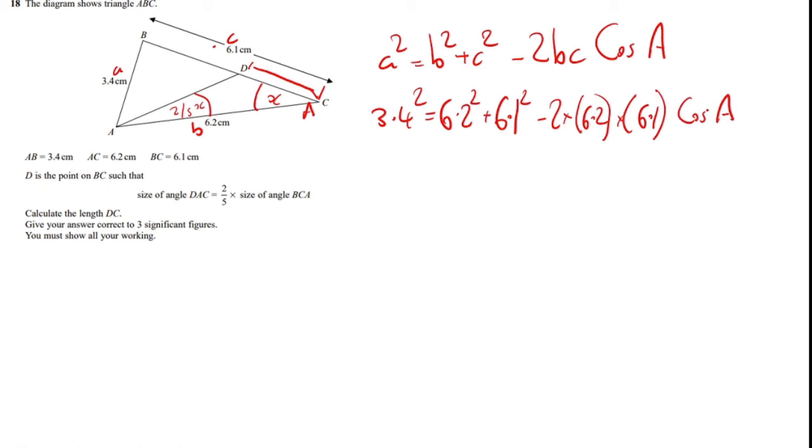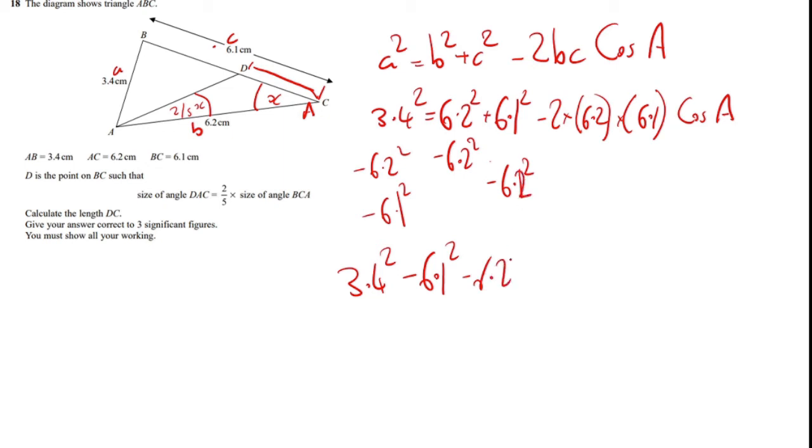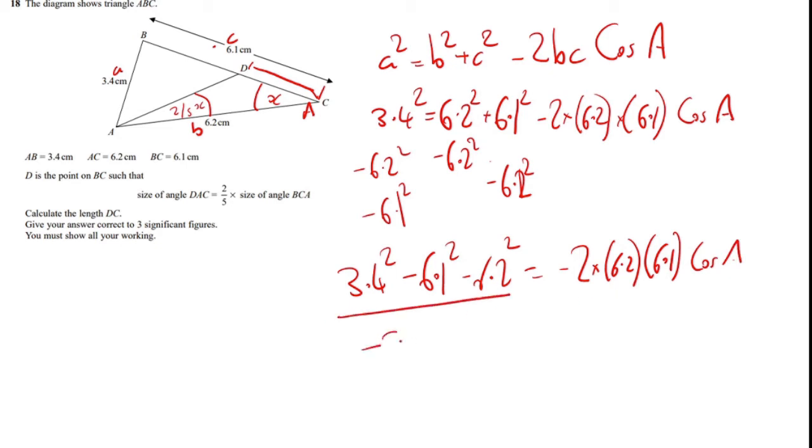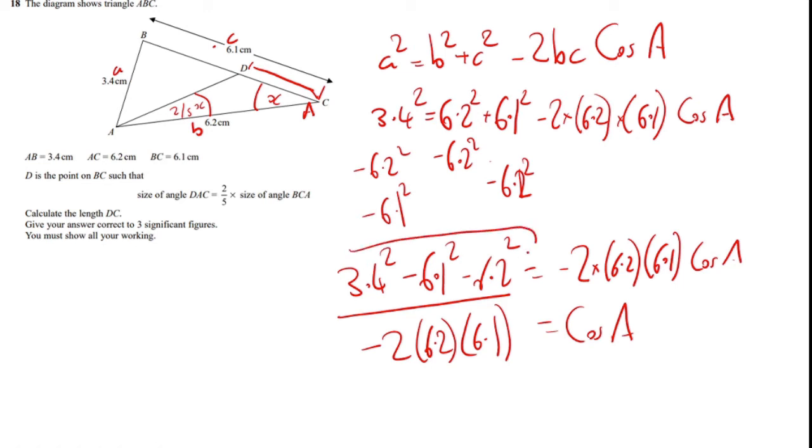I always like to do this and then rearrange it all. So I'm going to minus 6.2 squared from both sides, and minus 6.1 squared from both sides. I get 3.4 squared minus 6.1 squared minus 6.2 squared, which equals minus 2 times 6.2 times 6.1 cos A. And I want to divide them all by minus 2 times 6.2 times 6.1. Obviously you can change these all into numbers if you wish. I'm going to type all of this into my calculator, because that's going to be cos A, and I'm expecting a number which is below 1, because it's a cos.